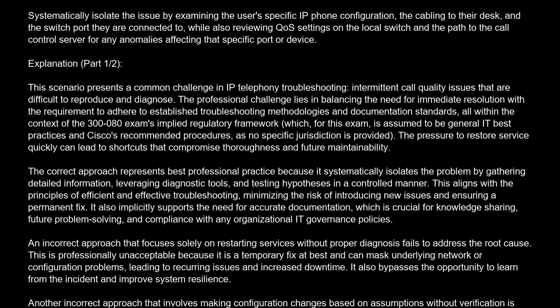An incorrect approach that focuses solely on restarting services without proper diagnosis fails to address the root cause. This is professionally unacceptable because it is a temporary fix at best and can mask underlying network or configuration problems, leading to recurring issues and increased downtime. It also bypasses the opportunity to learn from the incident and improve system resilience.